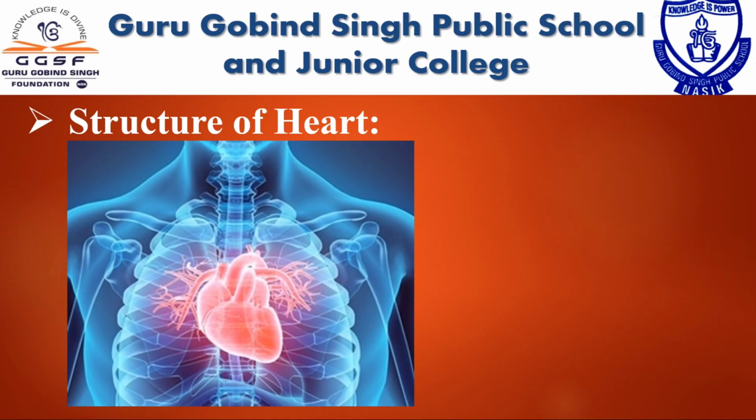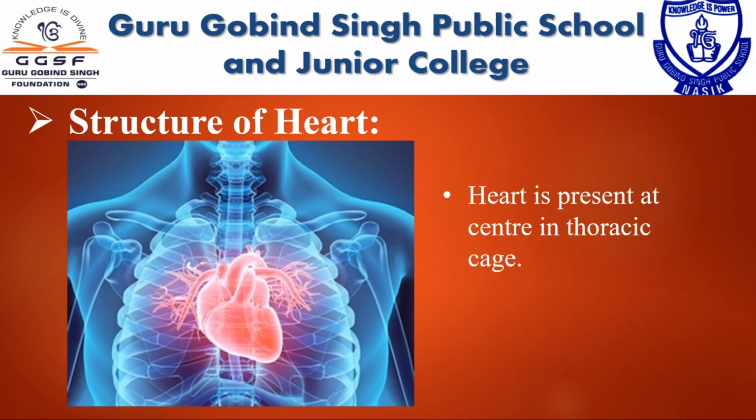Let's see the structure of the heart. The heart is a muscular organ located in the chest cavity right between the lungs. It is present behind the ribs. It is positioned slightly towards the left in the thoracic region and is enveloped by the pericardium. Its size is equal to one's own fist and its weight is about 360 grams.